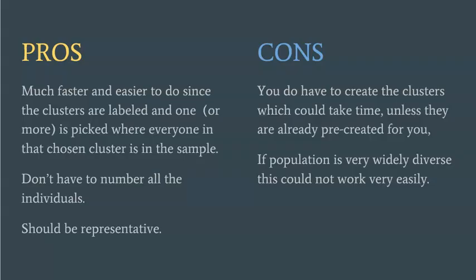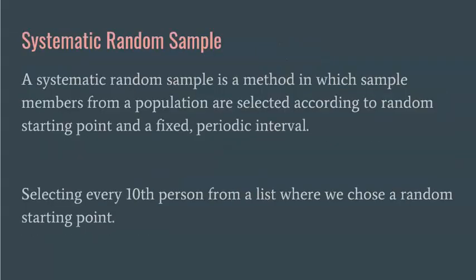If the population is very widely diverse, this could not work out. If your population is very, very diverse, then this could not be the best method to use, right? And we'll talk about that. So right now, I hope all these methods are going to help you a lot, and you're going to learn them. But at the same time, we have to look at a lot of examples for you to truly understand all of them. All right, let's look at the next method here, the systematic random sample.